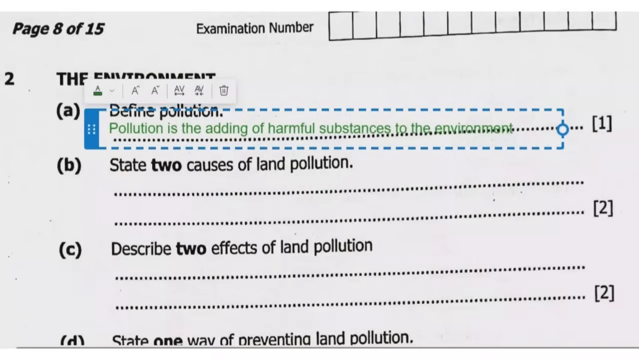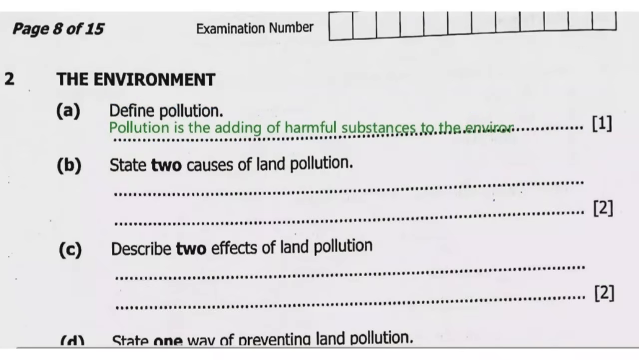Okay, so when you throw dirt into your surroundings, that is pollution. When you put dirty substances into the air, that is pollution. You release smoke into the air, you're polluting the air. Anytime you put harmful substances into the environment, it can be water environment, air environment, land environment, you are polluting the environment. So that's why I've got water pollution, air pollution, and land pollution.